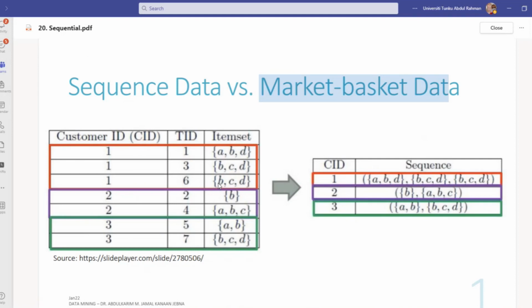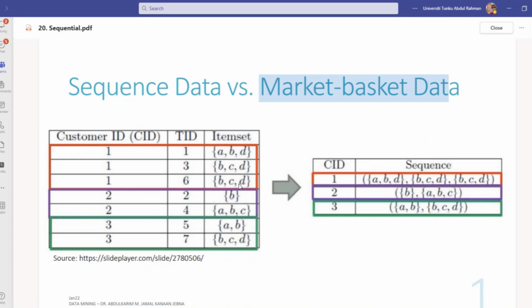Now, in sequential analysis, we are interested to know what is next. We know that this customer has made these purchases, but now we want to know what this customer may purchase in the future. So we are looking into the sequence: the first item set happened, followed by this one, followed by this one, and now we want to look at what is going to be in the future.